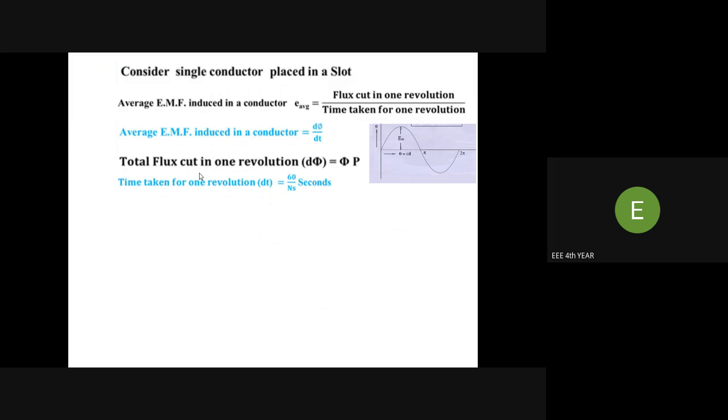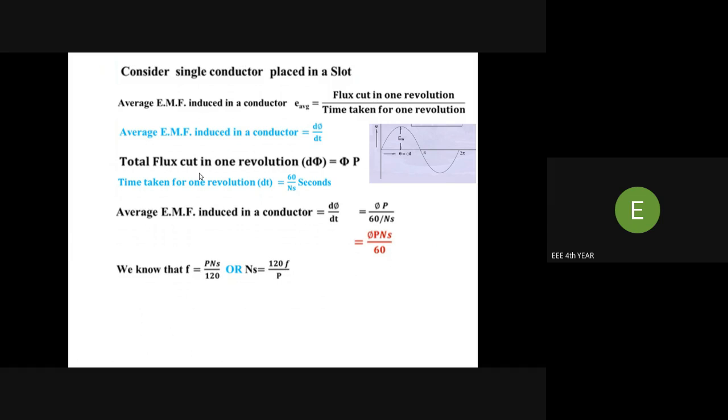The time taken for one revolution, dt, equal to 60 divided by Ns. In 1 minute there are 60 seconds, and Ns is the synchronous speed, so dt equal to 60 divided by Ns. Now substitute d phi and dt in the average induced EMF per conductor: d phi as phi into P, and dt as 60 by Ns. We get phi P Ns divided by 60 volts.